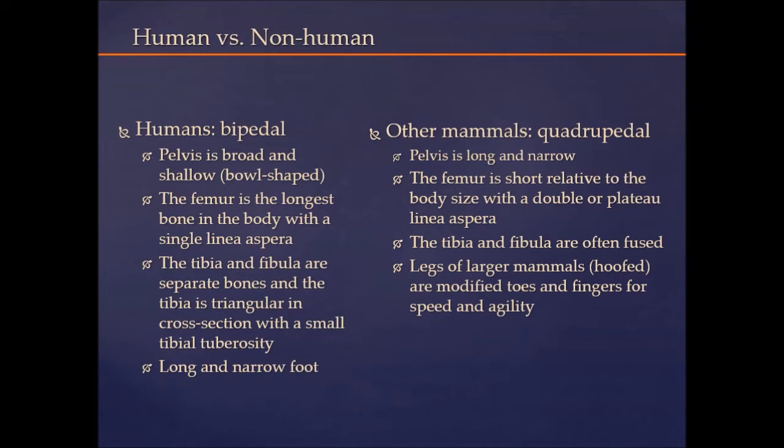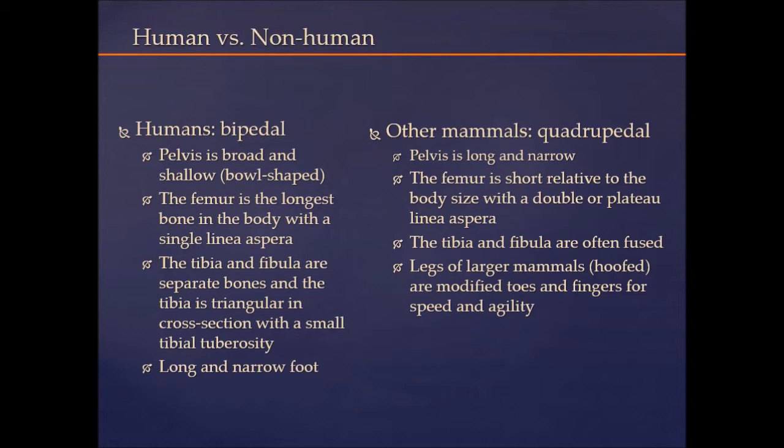Humans are bipeds. All other mammals are quadrupeds. So our pelvis is very broad and shallow, kind of bowl-shaped, whereas their pelvises are long and narrow. The femur is the longest bone in the human body with a single linea aspera. The femur is often shortened in quadrupeds, which is kind of counterintuitive, but it's because their lower leg is usually elongated. The body size with a double or plateau linea aspera that runs down the back side of the bone. Don't worry about most of these things. These are much more advanced than where you're expected to be. I'll never test you on these particulars, okay?